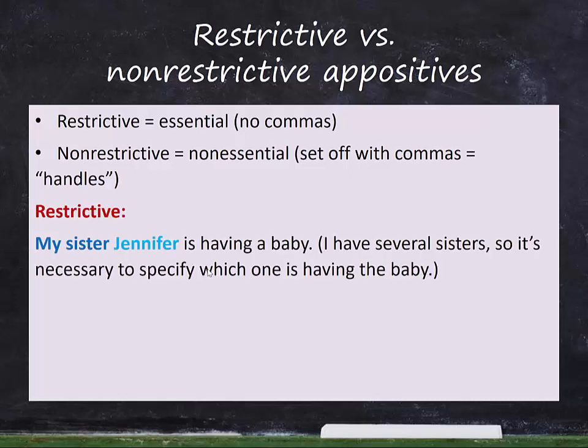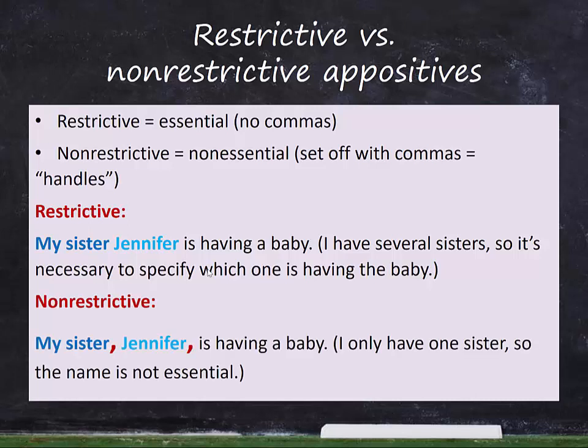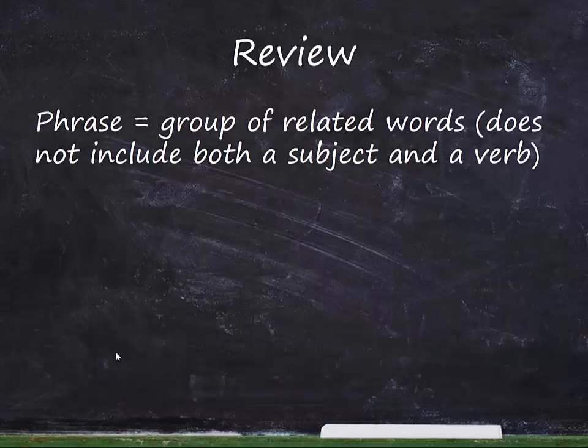My sister Jennifer is having a baby. Jennifer is an appositive that renames sister. We have no commas, which means that Jennifer is absolutely necessary to the sentence. Why would that be the case? Maybe I have several sisters, so if I don't include Jennifer, you won't know which sister I'm talking about. But let's say I only have one sister. Then the information about her name is nice, but not absolutely necessary. Let's say I decide my audience already knows Jennifer, so I don't need to include her name in this sentence. I could grab these commas like handles and lift that appositive right out of the sentence. It's a removable appositive.